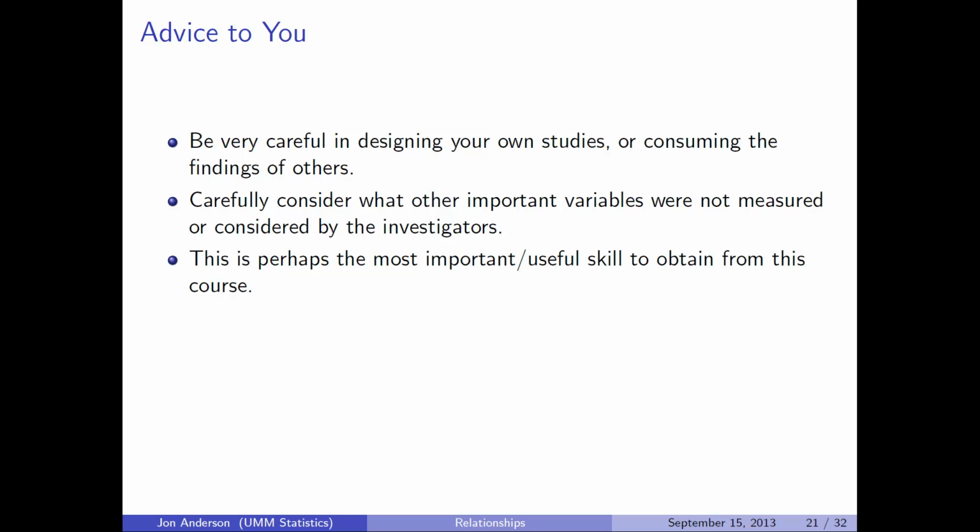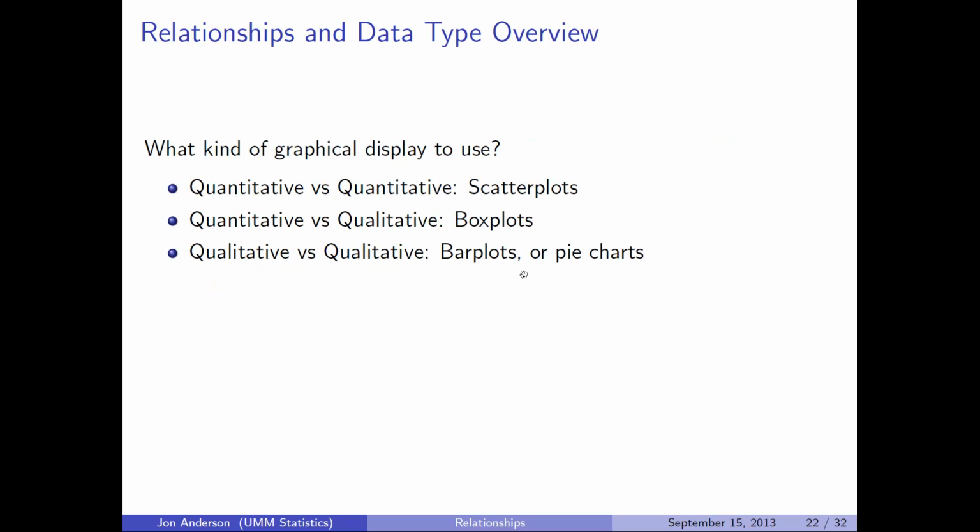And as the last bullet points out, I think this is probably maybe the most important thinking skill that you will learn in this course. When you think about how variables are related, think about how they might have arrived to be related. Are they related because of some causal mechanism, or are they related just because there are other third factors driving the story for both of them?